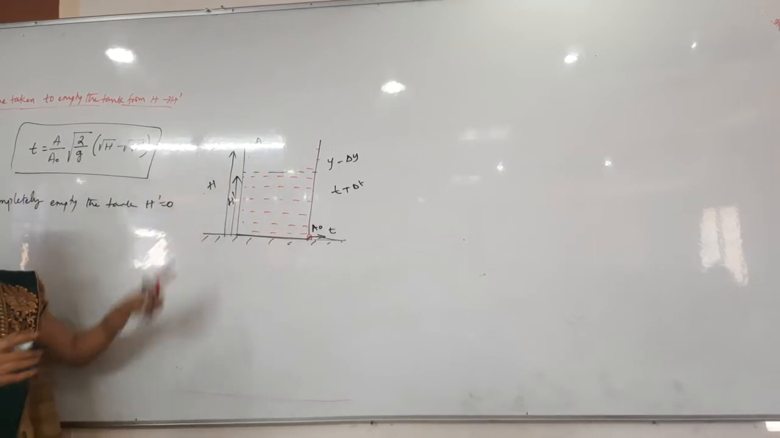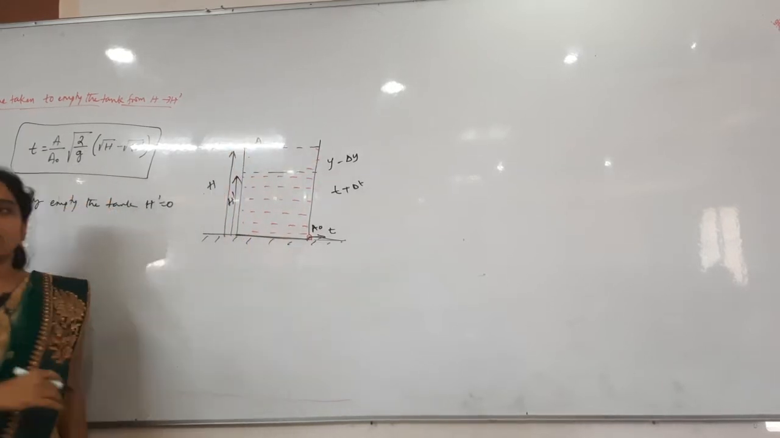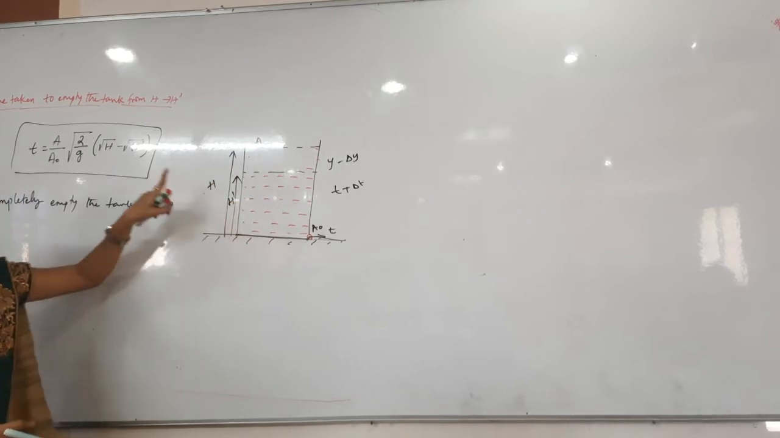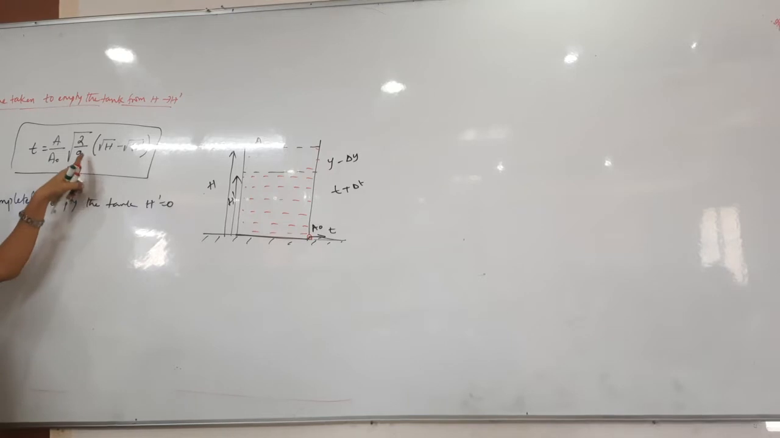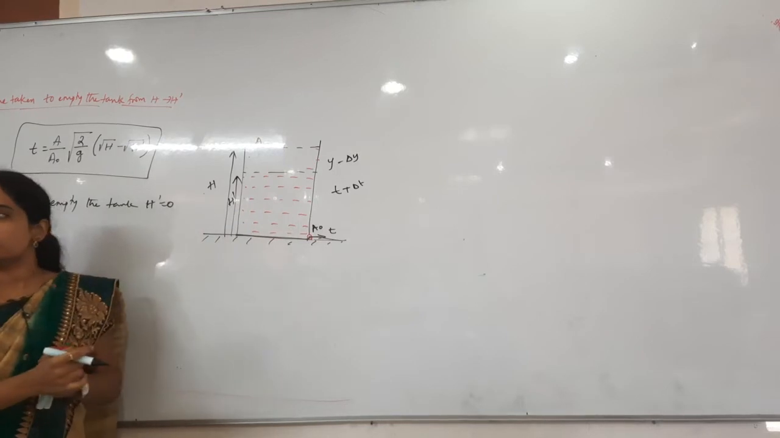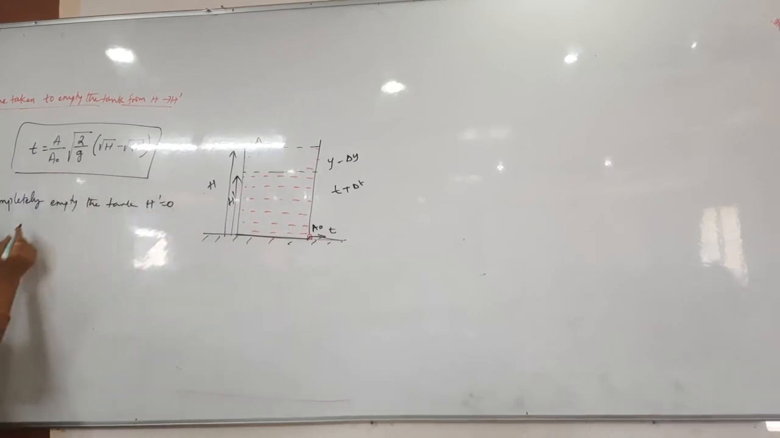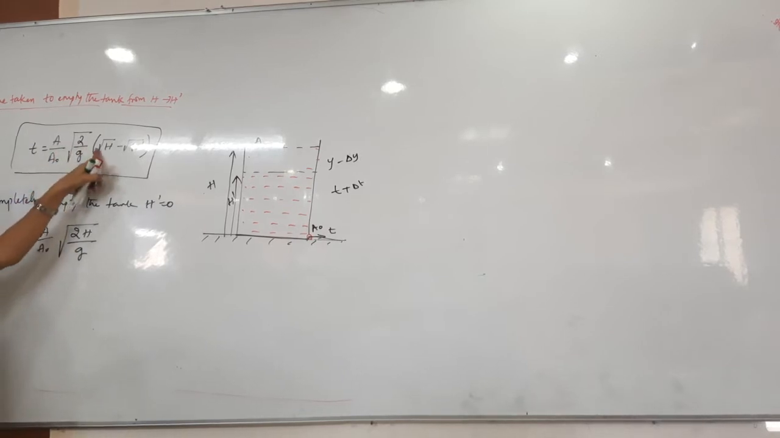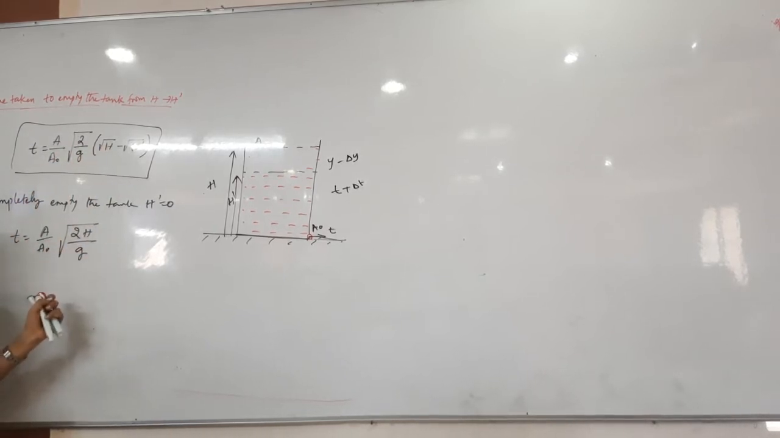H is there as it is, the initial level of the water. After time t, I am emptying to h dash height, and we got the formula T is equals to a by a naught into under root 2 by g into root h minus root h dash. Whenever you want to completely empty, at that time water is not there, completely empty. Then h dash is equals to how much? It will become 0. Whenever h dash becomes 0, our formula becomes a by a naught into under root 2h by g, that's it. Under root 2 by g, root h, nothing but again under root 2h by g. This is the time taken to completely empty the tank.